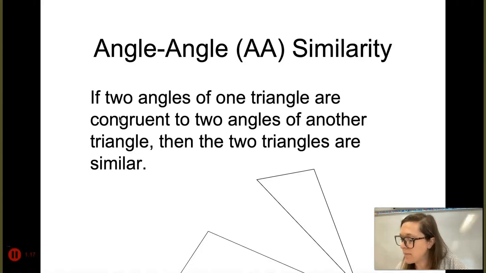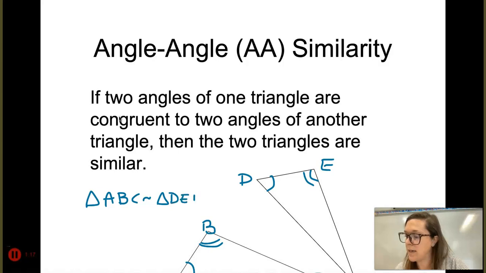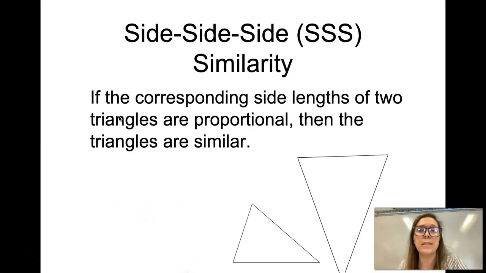So let's say I have triangle ABC and triangle DEF. If A is congruent to D and B is congruent to E, then we have enough information to say that they are similar. So we could say triangle ABC is similar to triangle DEF by angle, angle similarity. So there's my similarity statement and there's my justification. That's pretty easy. If you're given two angles and they're congruent, then we know that we have similar triangles. The second one is side, side, side.